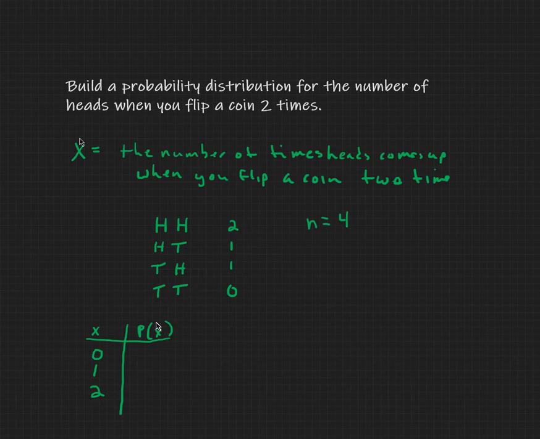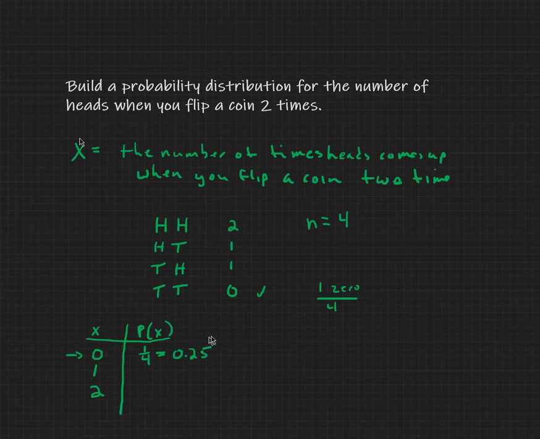To figure out my probability of each of these, let's look at 0 heads coming up. How often did that happen? It happened here, so it happened once, so 1 out of 4 tries. And so that gives me a probability of 1/4, and I can leave it in fraction format, or I could put it in decimal format.